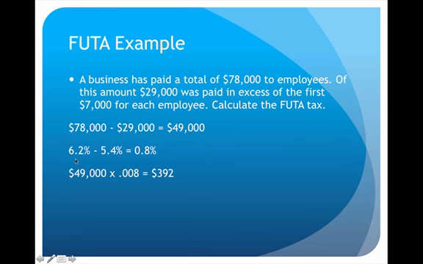Then we need a percentage. Well, like we said before, the official word is that it's 6.2%, but we know that they give us that 5.4% credit. So really, we only pay 0.8%. So we have the basis of $49,000. We have 0.8%, which as a decimal is actually 0.008. And overall, we are required to contribute FUTA taxes of $392. And like I said, that's an employer contribution. The employees do not actually contribute to the federal unemployment taxes.